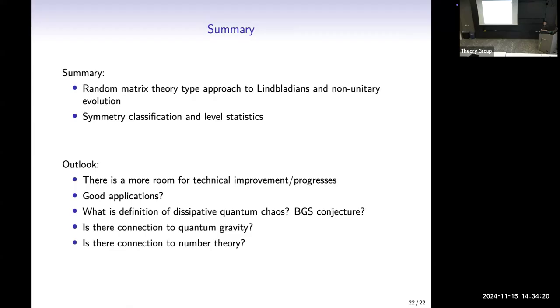If I understood correctly, you found that for the class of Lindbladians you analyzed, you could only get some of those 38 classes. Right? Do you know other types of Lindbladians or other types of non-unitary dynamics that realize more than the ones you found?